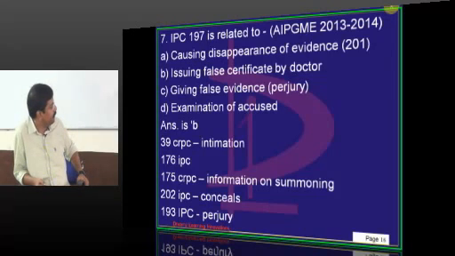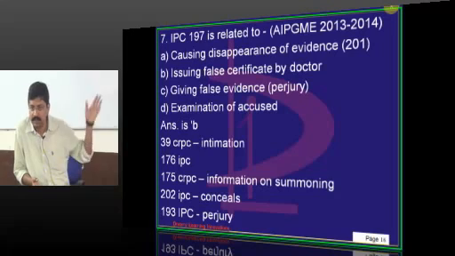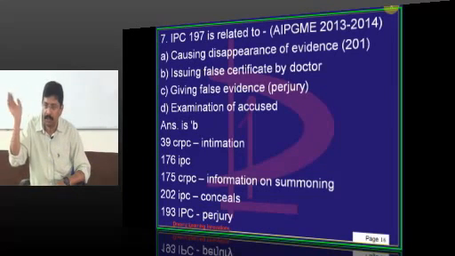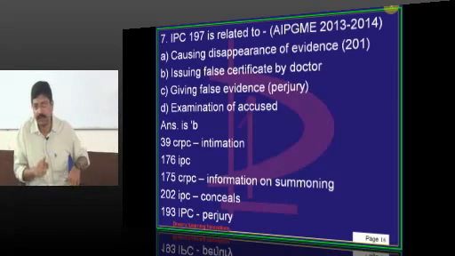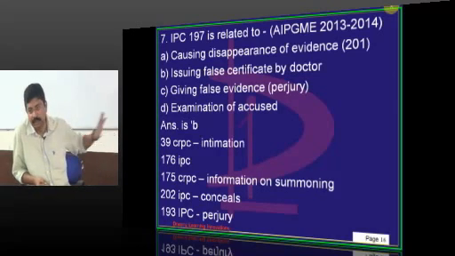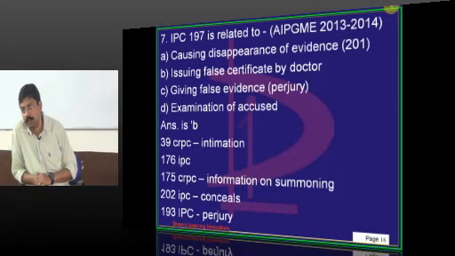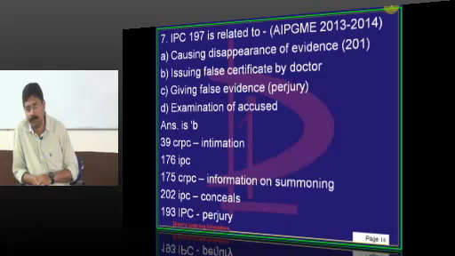And 175 CRPC is giving information on summoning. So first when you give information, later on the case will come to the court, and at that time the court will send a summons to the doctor to come and give evidence in the court. That is 175 CRPC. When the court summons, you have to provide all the documents to the court. You have to give every information to the court. When you conceal information, then again the doctor is punishable under 202 IPC, okay.